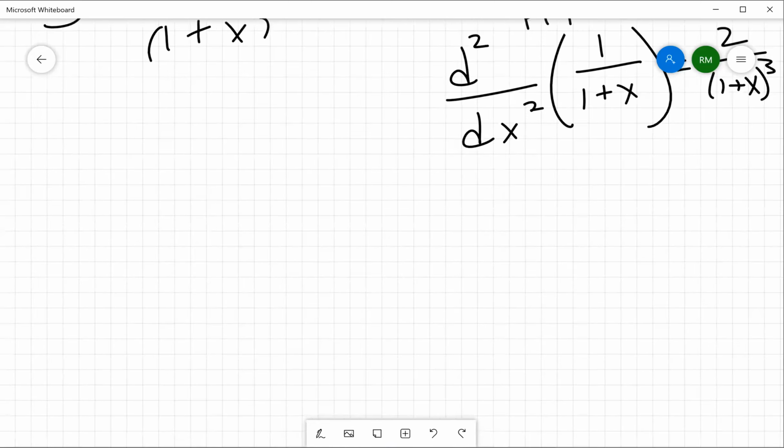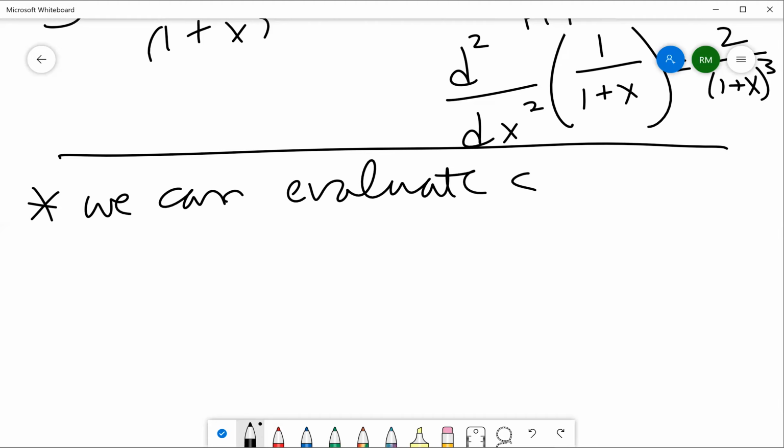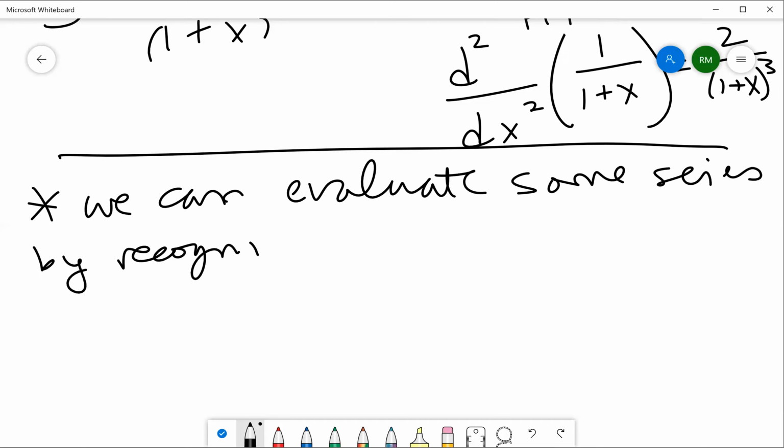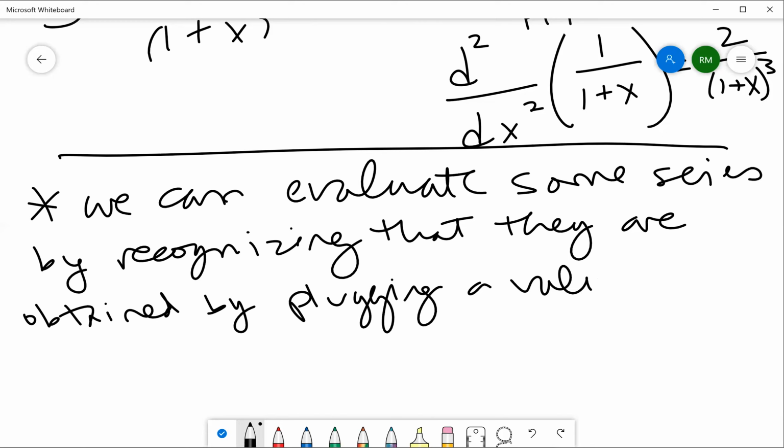All right. So last but not least, we can evaluate certain series by recognizing that they are obtained by plugging a value into a well-known power series.